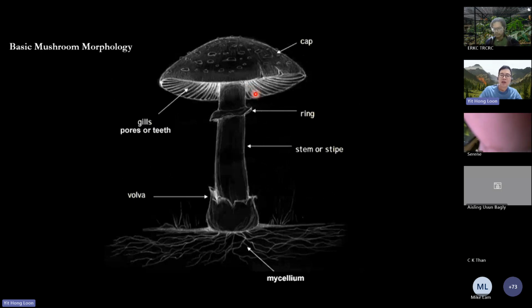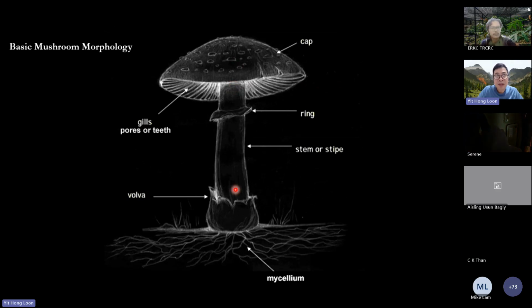Okay. Then there's a stipe along with the cap. Stipe is the mycologist's language; for a layperson, it's a stem. Sometimes you can see a ring on the stem. Some mushrooms are ringless, without a ring, and some mushrooms have a ring. Then at the bottom of the stipe, sometimes you can see a volva.